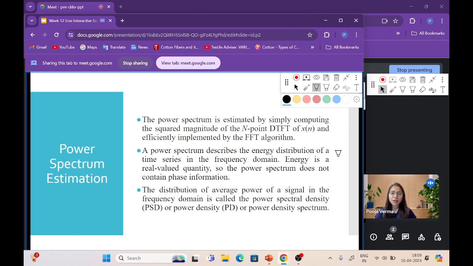Okay. So the power spectrum is estimated by simply computing the squared magnitude of the N point transform of x of n, and efficiently implemented by a fast Fourier transform algorithm. The distribution of average power of a signal in the frequency domain is called power spectrum or power spectral density. It is also called power density or power density spectrum. And as I already told you, the power spectrum is calculated by fast Fourier transform or Fourier transform.